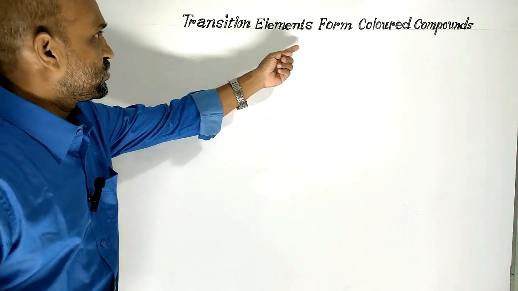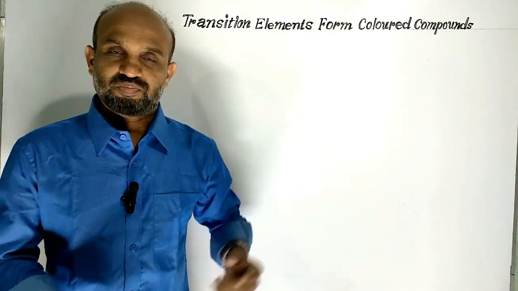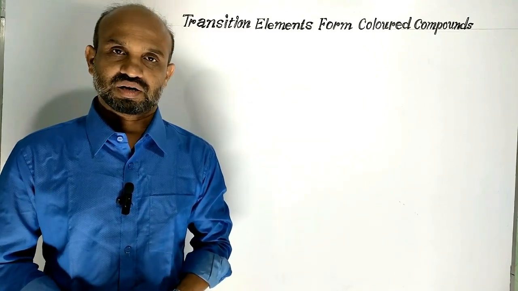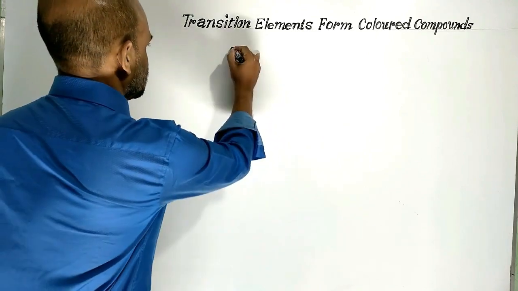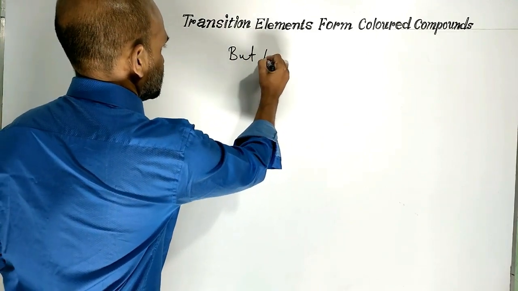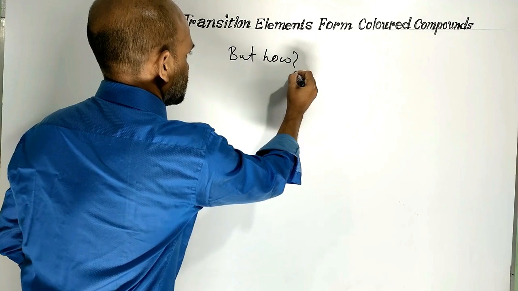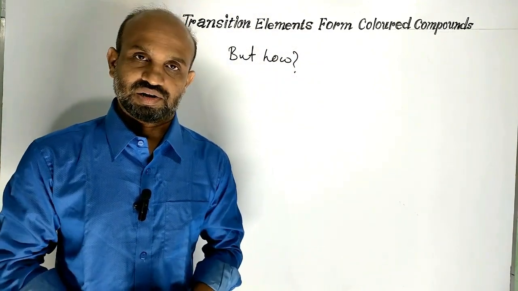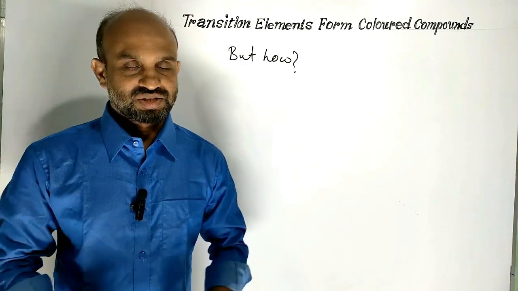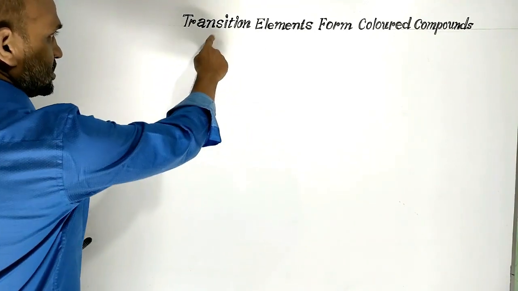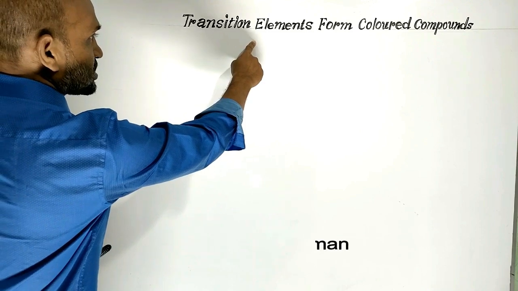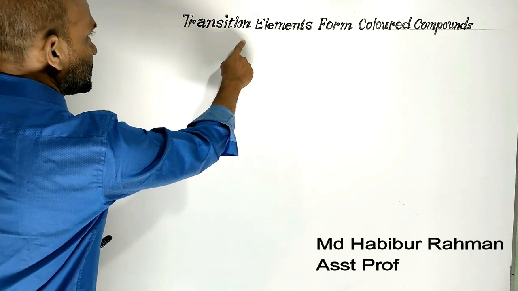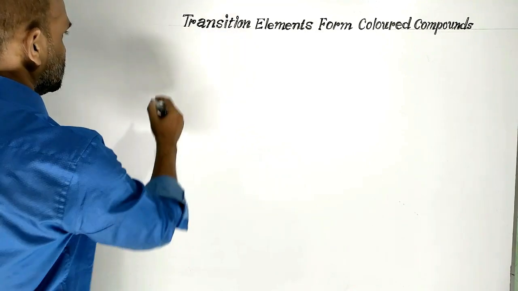Transition elements form colored compounds, or compounds of transition elements are colored. But how? Let us see the matter.